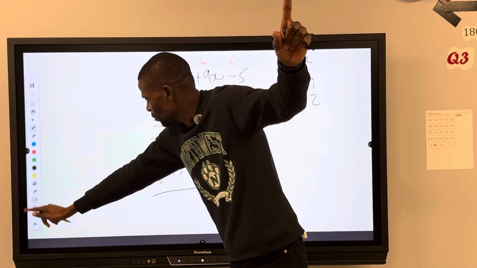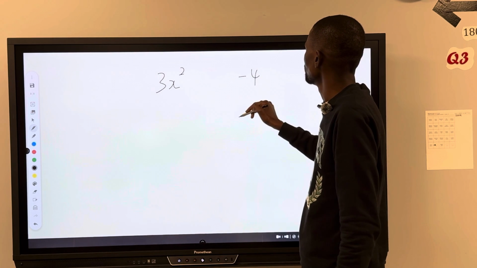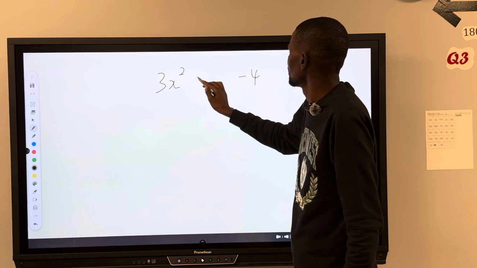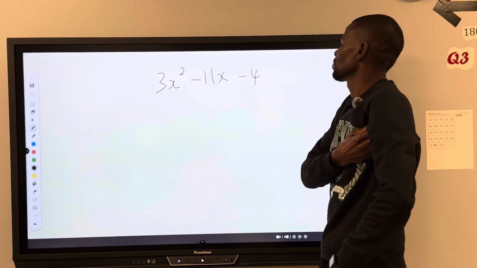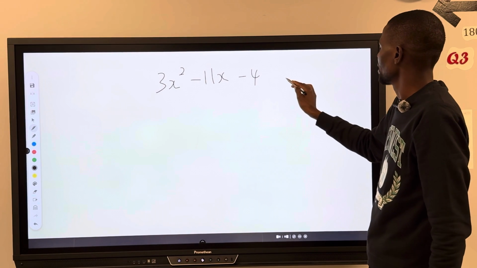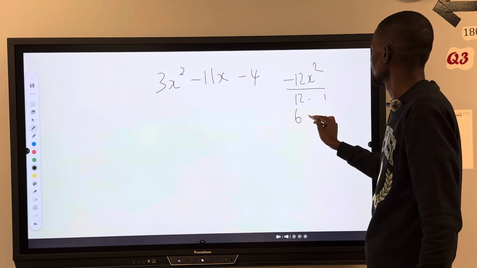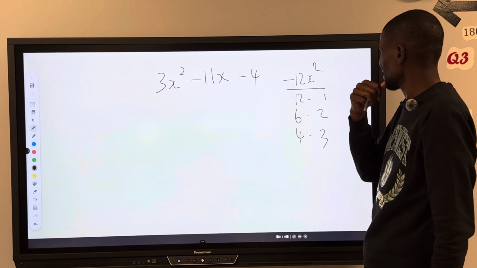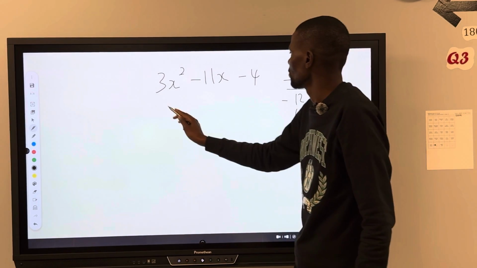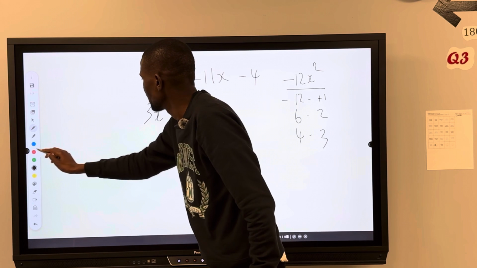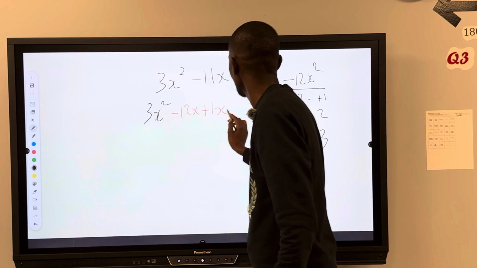Okay, last example to go. If we have 3x squared minus 11x minus 4, to do this you multiply your a and c. I'm getting negative 12x squared. So the factors are 12 and 1, 6 and 2, 4 and 3. The two factors that give us negative 11 are negative 12 and positive 1. So you come here and say 3x squared minus 12x plus 1x minus 4.